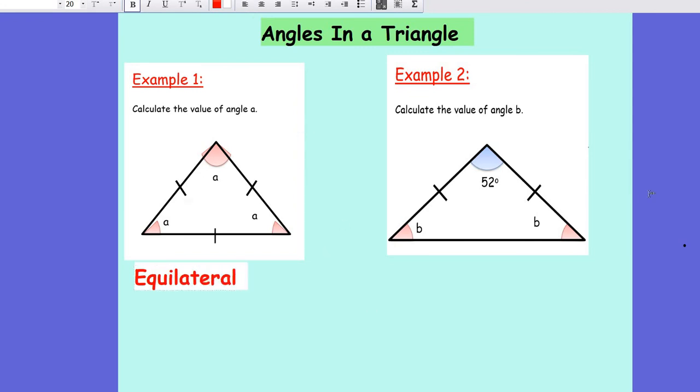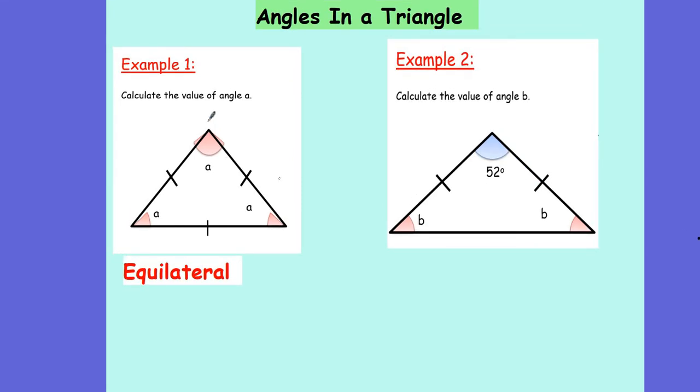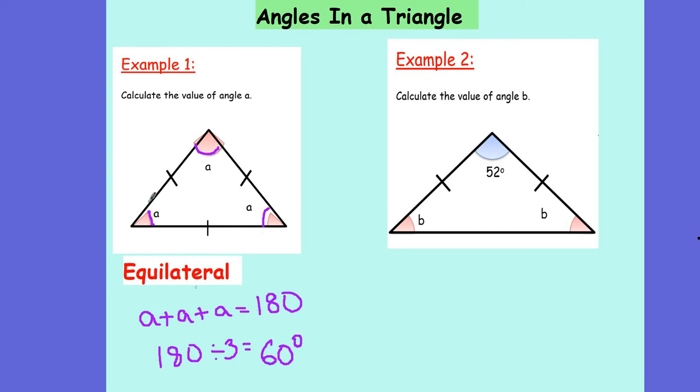It's an equilateral triangle. So if all of those angles are equal, then we know that this angle plus this angle, A plus A plus A, is 180 degrees. And we also know that all the angles are the same. So to work out one of them, all we have to do is 180 divided by 3, because they're all equal angles, and 180 divided by 3 is 60 degrees. So we know each of those angles is 60 degrees.